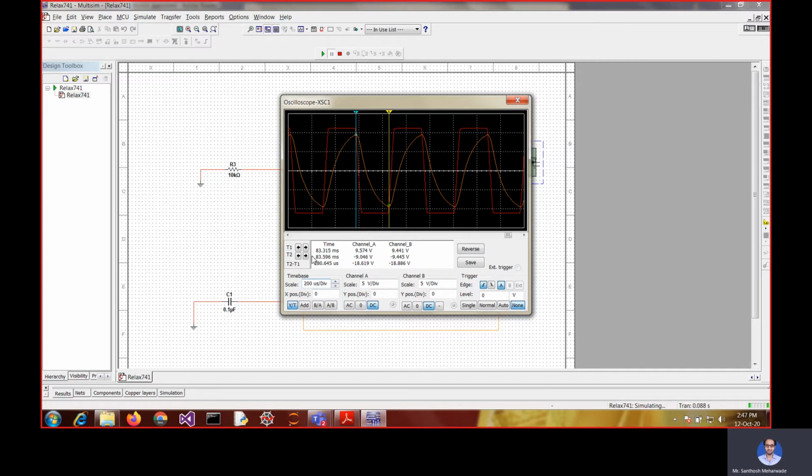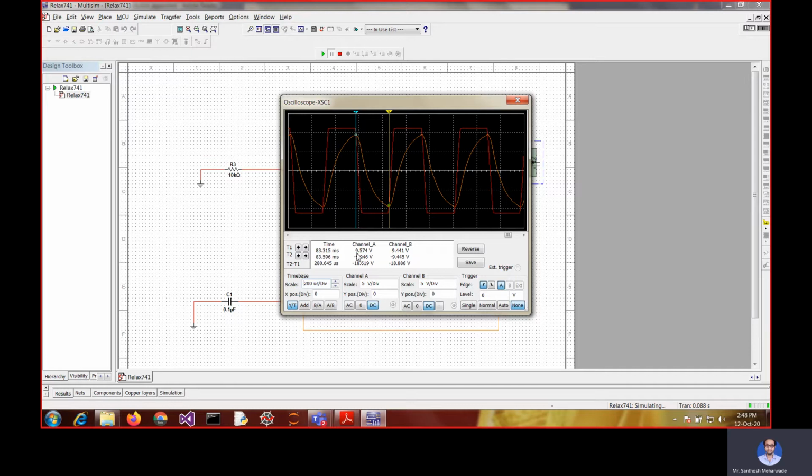Both channel A and channel B are showing values. Channel A shows 9.574 and channel B shows 9.441. What you can do is add both and divide by 2. So you can predict that it is about 9.5. Let me assume that it is 9.5.